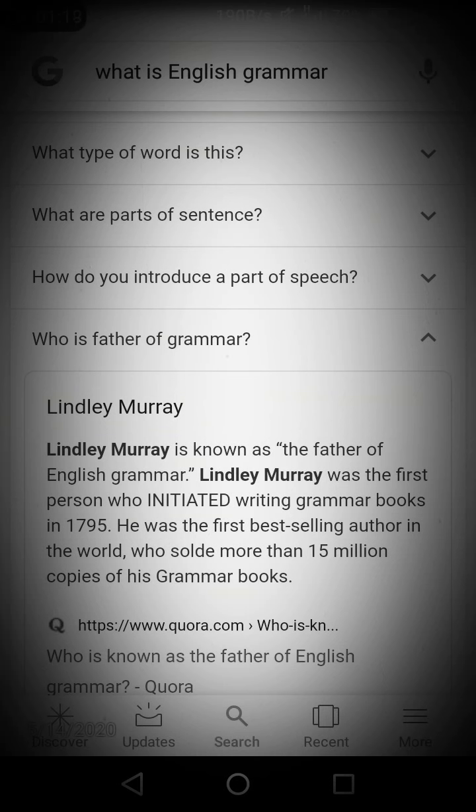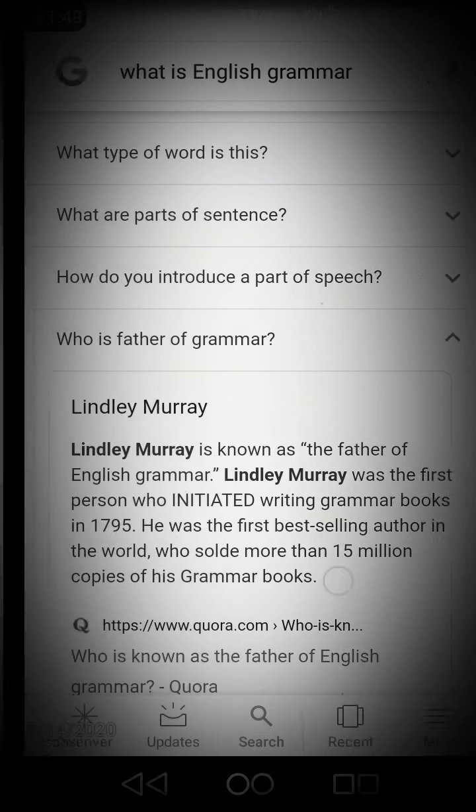Our third question is, who is father of grammar? This is a very important question. Who is father of grammar? Lindley Murray. Lindley Murray is known as the father of English grammar. Lindley Murray was the first person who initiated writing grammar books in 1795. He was the first best-selling author in the world who sold more than 15 million copies of his grammar books.